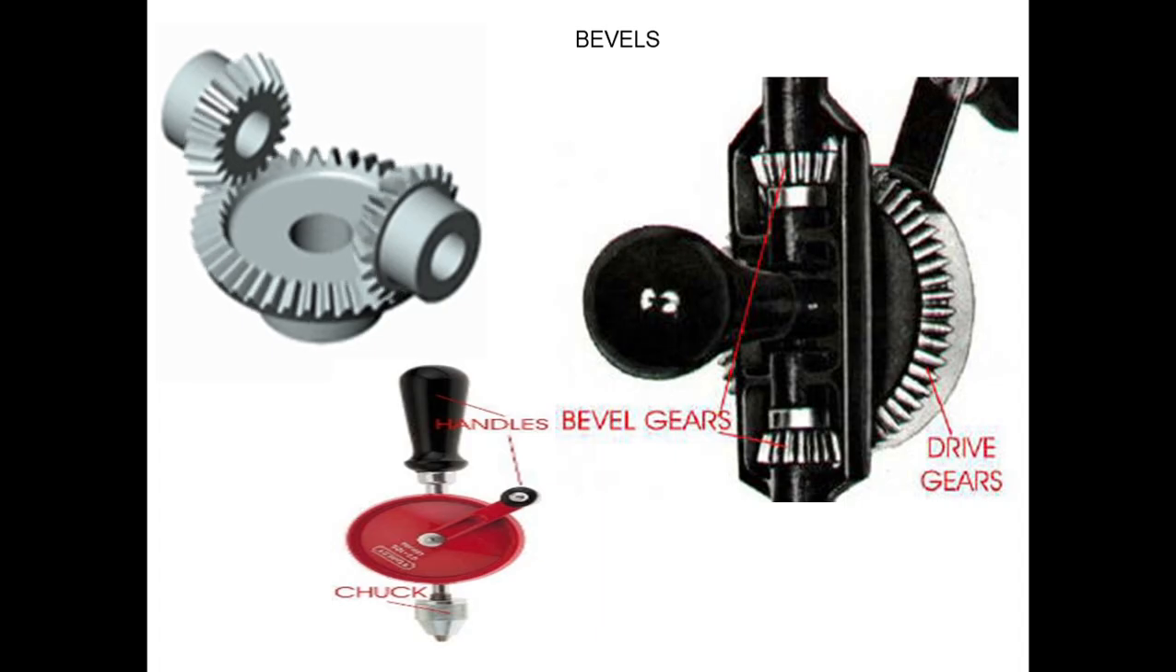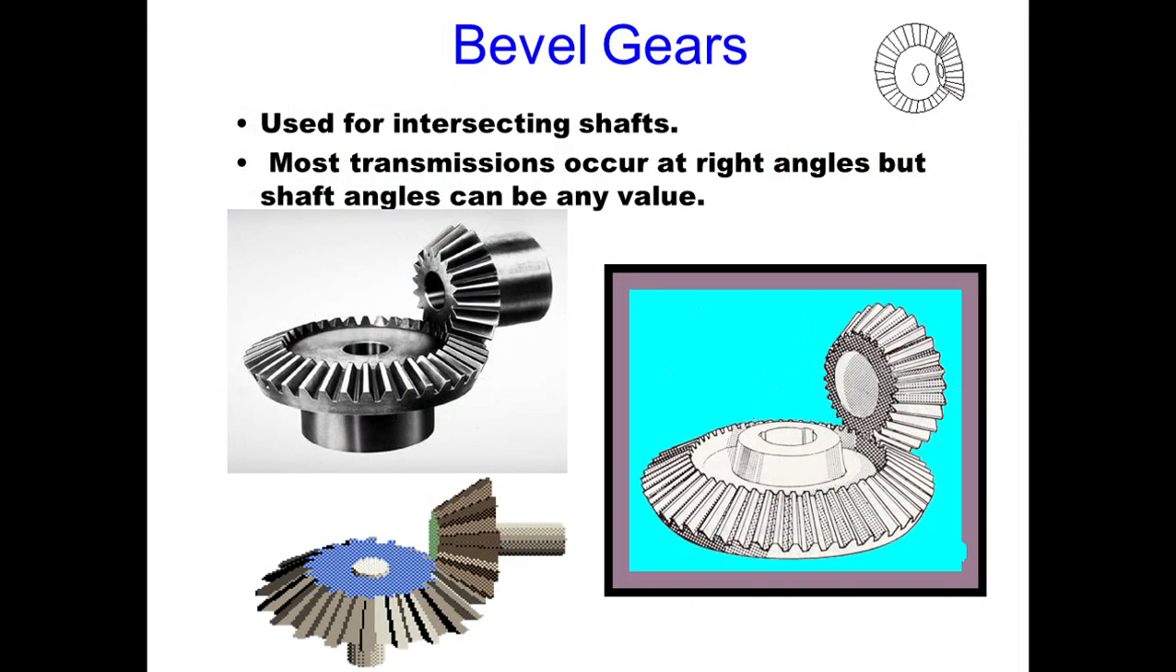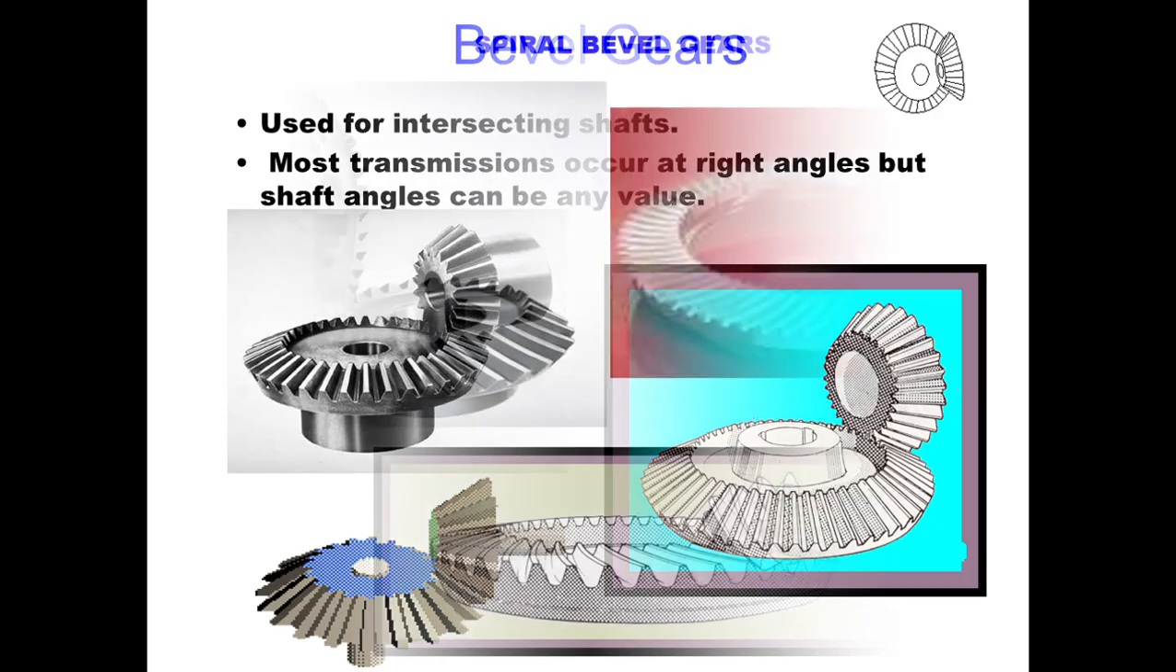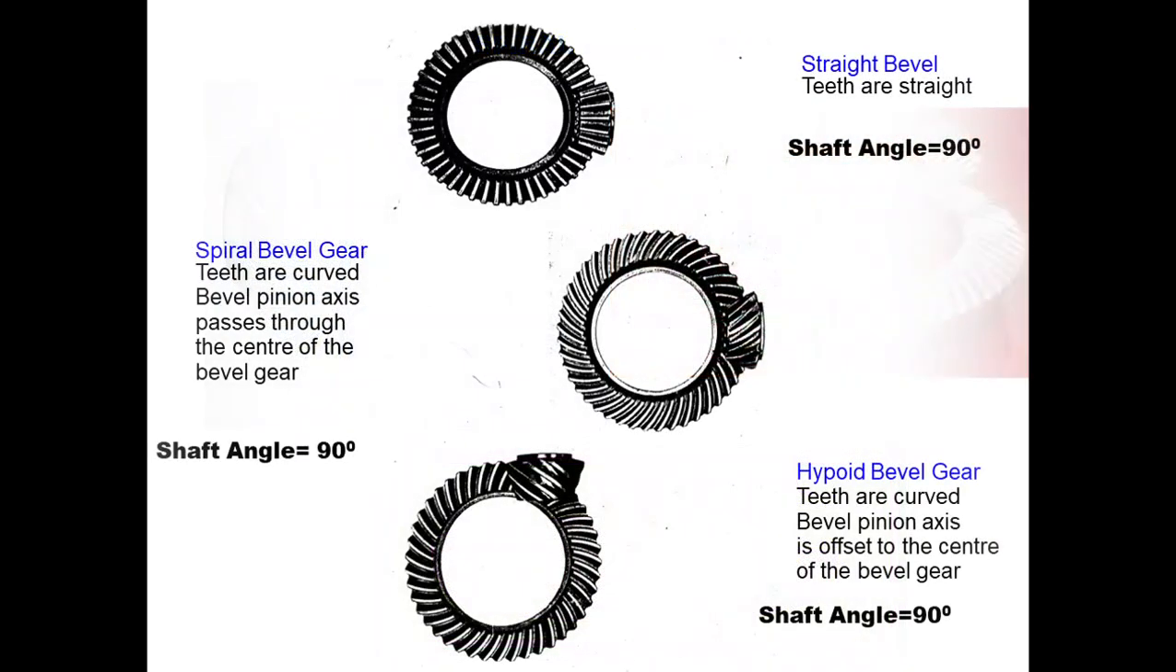Now you see here, these are the bevel gears that we were speaking about. You can see the chuck bevel gear mechanism. Now we'll discuss bevel gears used for intersecting shafts. Most transmission occurs at right angle, but the shaft angle can be any value. Spiral bevel gears, so they are also of two types. This one is the spiral bevel gears, and then we have straight bevel gears.